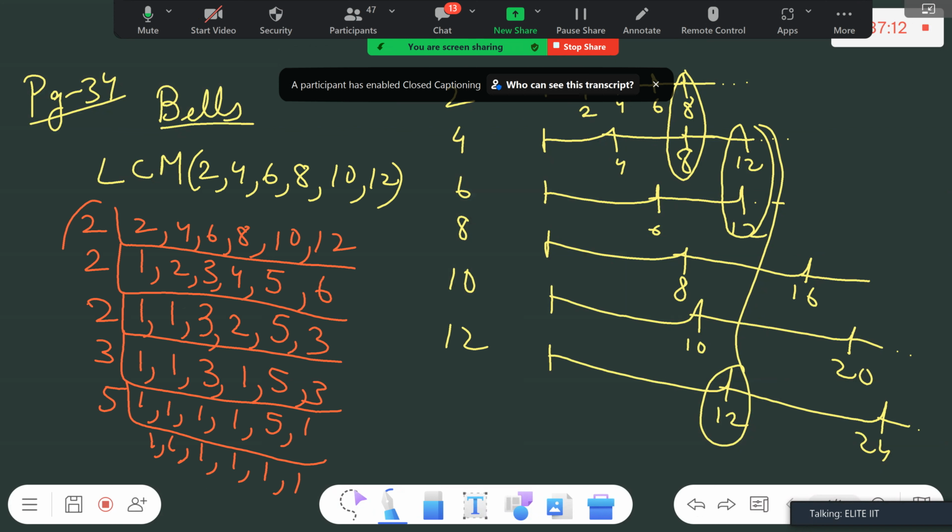So your LCM will be multiplication of all this. Yes, so LCM will be 2 into 2 into 2 into 3 into 5, which is equal to 120. Okay. So this is all about LCM. Next day we will do HCF.